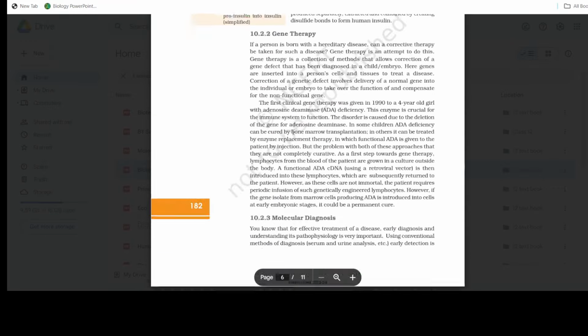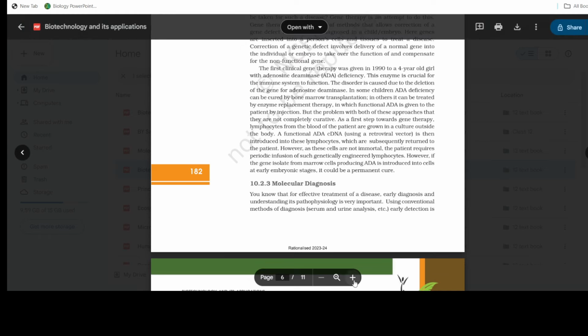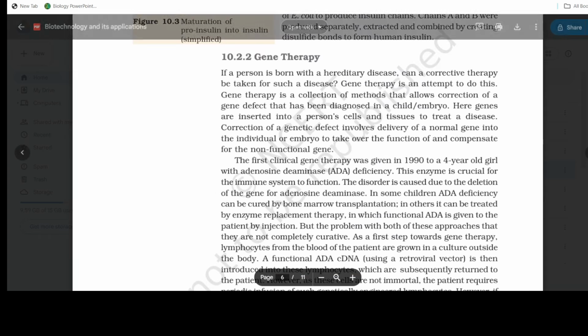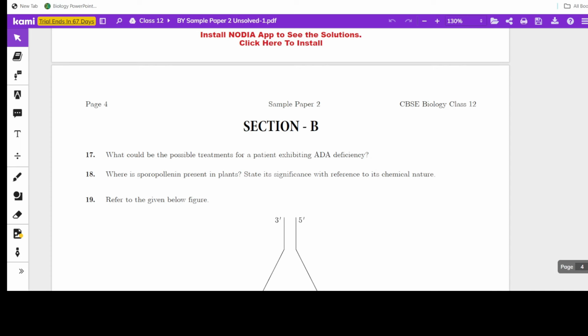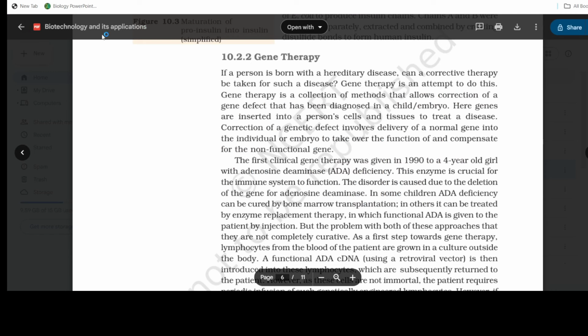It comes here, the gene therapy. Hope you can see. So the question is, what could be the possible treatment for patients exhibiting ADA deficiency? Let's see what could be the possible treatments. The first clinical gene therapy was given in 1990 to a 4-year-old girl with adenosine deaminase deficiency, that is ADA deficiency.